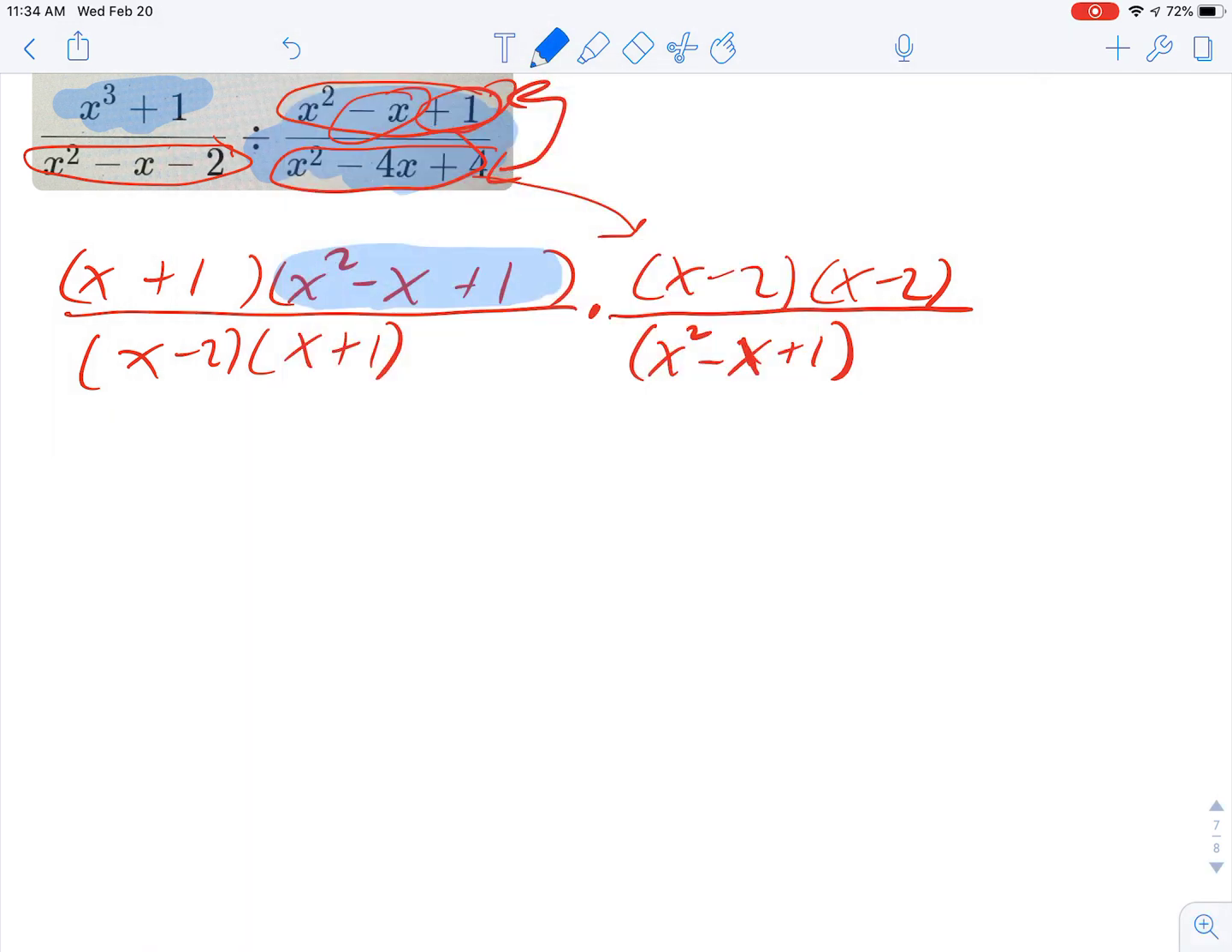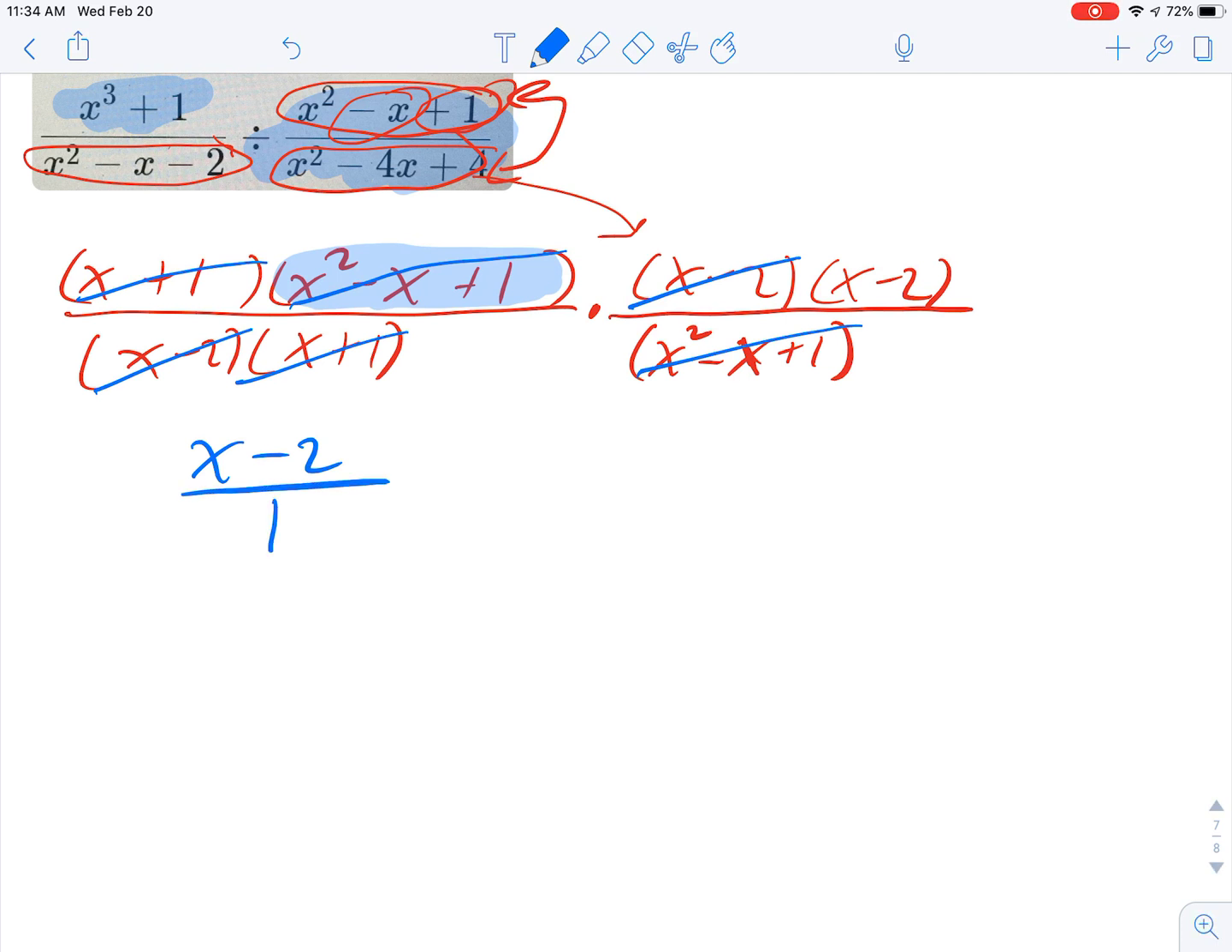Okay, now let's go ahead and look for stuff to cancel. So obviously that x squared minus x plus 1 term, those will cancel those factors. I see an x plus 1 on the top, an x plus 1 on the bottom. I see an x minus 2 on the bottom with one of those x minus 2's on the top. And so, wow, that was satisfying. Lots of stuff canceled. I end up with x minus 2 on the top and just a 1 on the bottom.